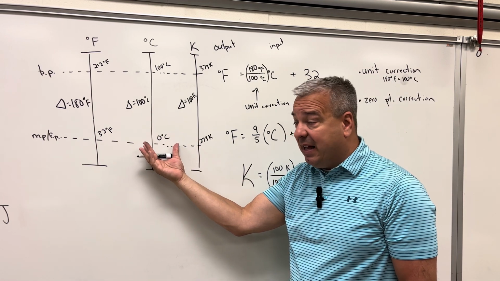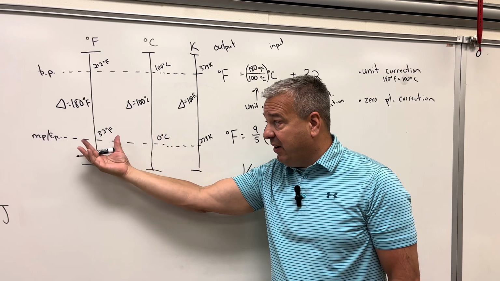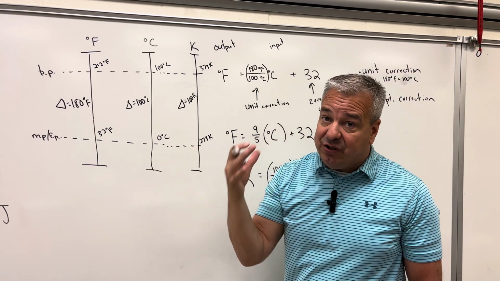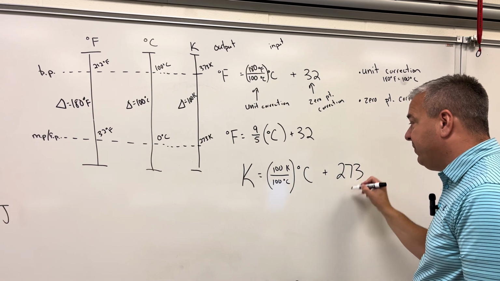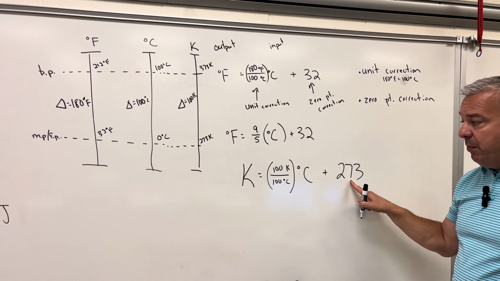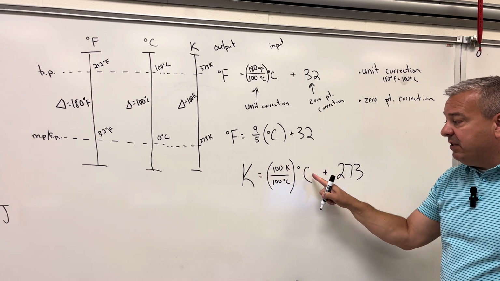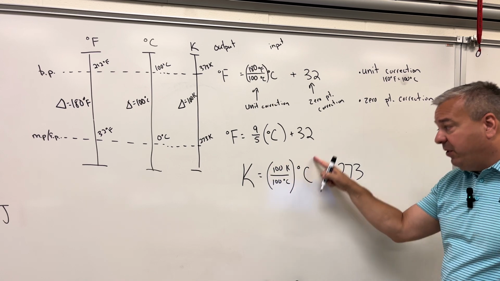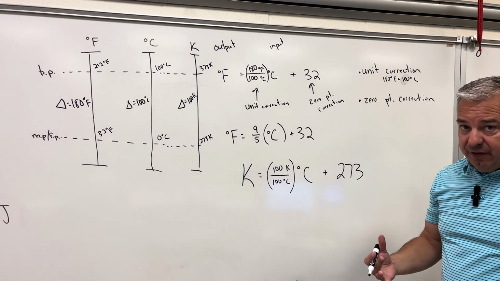Same thing is true with Kelvin as it was with Fahrenheit. The starting point's not the same. Celsius is starting at 0. This one's starting at 32, so we added the 32. This one is starting at 273, so we have to add 273. So right here is the unit correction, and right here is the 0-point correction. So really, if we want to get into Kelvin, all we have to do is take our degrees Celsius.